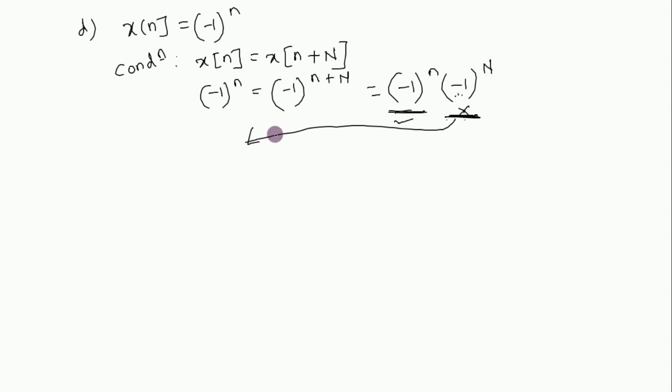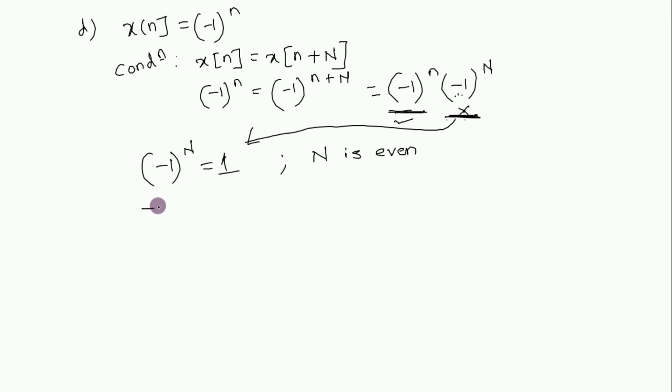Now in the next step, I should make sure that this goes to 1. If this goes to 1, I'll be left with only one component, minus 1 raised to n. Hence it becomes x of n itself, and I can tell that it is periodic. So to make it 1, what should be the condition for n? Minus 1 raised to n will be equal to 1 only if n is even.